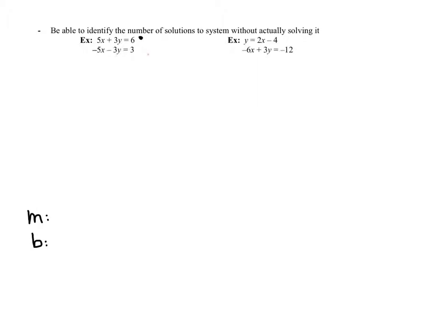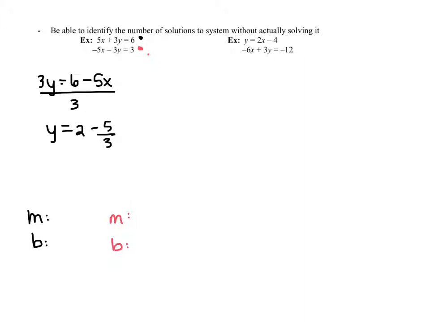And the way that you are able to identify the slope and the y-intercept of any line is you put it in slope-intercept form. So this top black equation right here, I would minus 5x, so 3y equals 6 minus 5x, and then I would divide by 3. So y equals 2 minus 5/3 x. So my y-intercept is 2, and my slope is -5/3.